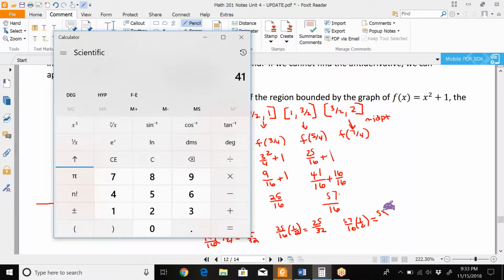So we only have one more to do. This is kind of tedious, but you're going to notice in a minute that there are some functions we couldn't do without this method, because we can't use U substitution or anything we've learned so far. So this would be 49/16 plus 16/16, jumping ahead. So 49 plus 16 is 65/16, and 65/16 times 1/2 is going to be 65/32.